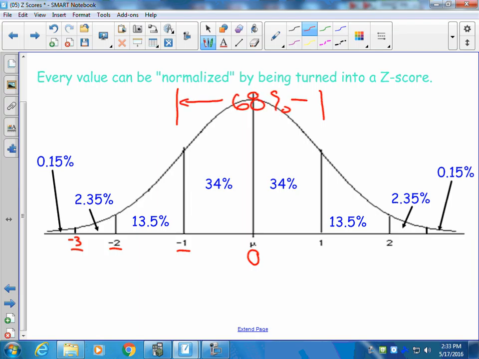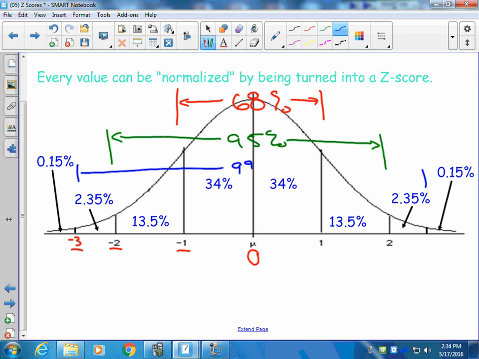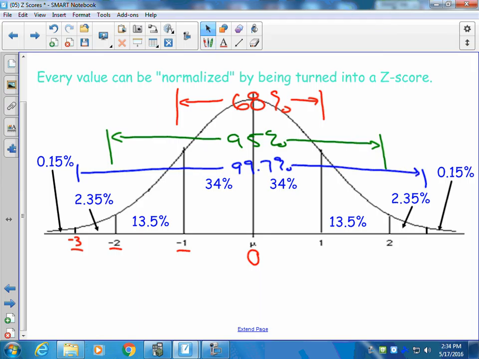68% is plus or minus 1. Okay, so the majority of individuals are between 1 standard deviation below average and 1 standard deviation above average. And then we can spread out to our 2 standard deviations in either direction. And then we know that we've covered 95% of the population in that interval. And then if we want to spread out even further and we go plus or minus 3 standard deviations, okay, that covers 99.7% of the population.